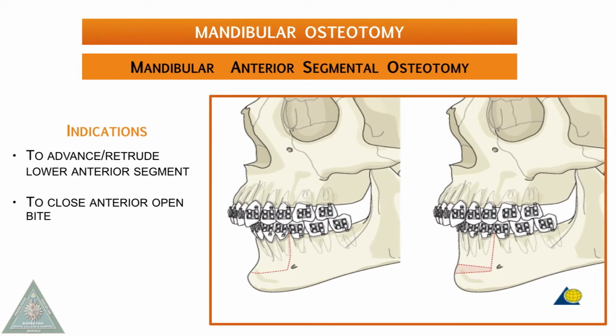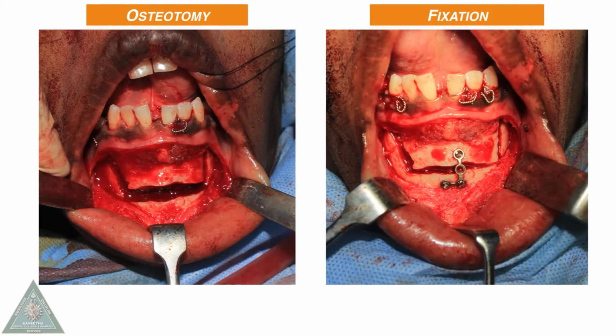Coming to the mandibular anterior segmental osteotomy, it is indicated in advancement or to retrude the lower anterior segment and to close anterior open bite. The osteotomy is done after extraction of the first or second premolar depending on the movement required, and it is fixed either using transosseous wires or using a mini plate.